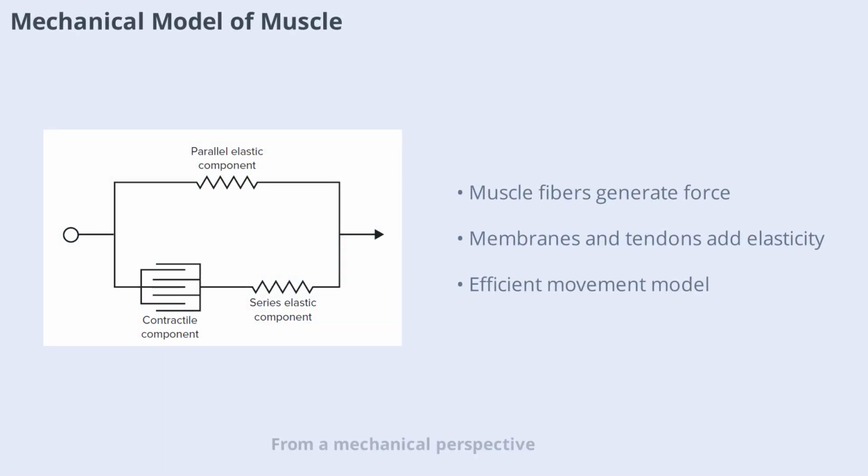From a mechanical perspective, the musculo-tendinous unit can be modeled as a contractile component, the muscle fibers, working in parallel with one elastic component, the muscle membranes, and in series with another elastic component, the tendons. This arrangement allows muscles to generate force, absorb shock, and return energy efficiently. Understanding this model helps us appreciate the complexity and efficiency of human movement.